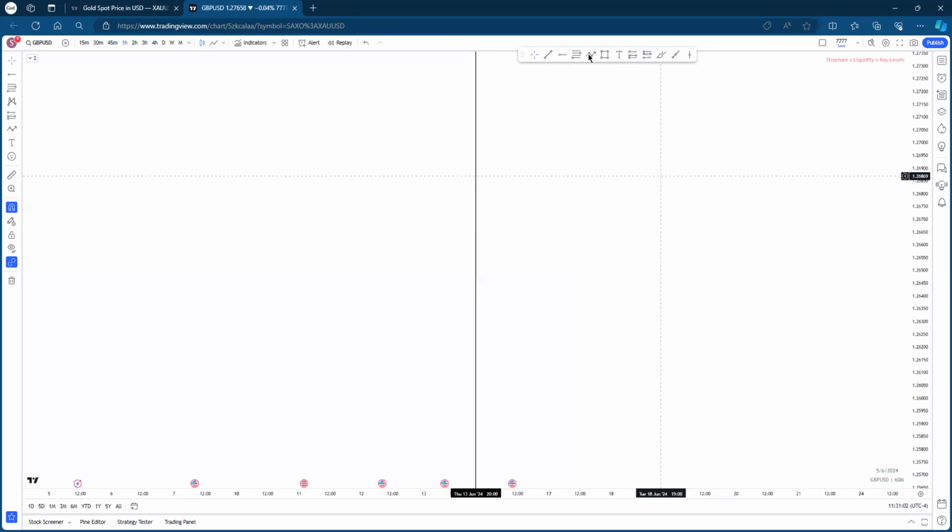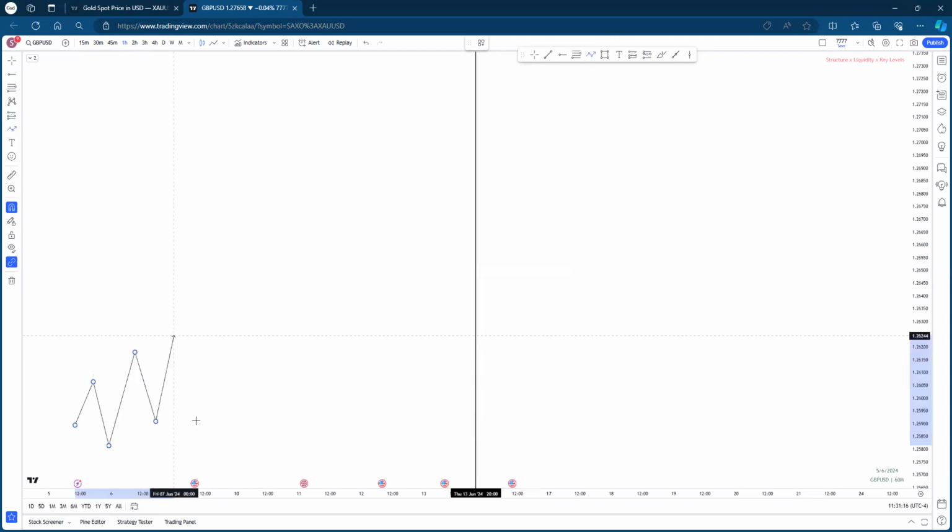So when we talk about advanced structure, what people choose to call algo structure, the logic behind it is that when price is trending to the upside, right? Price creates consecutive higher highs and higher lows, right?